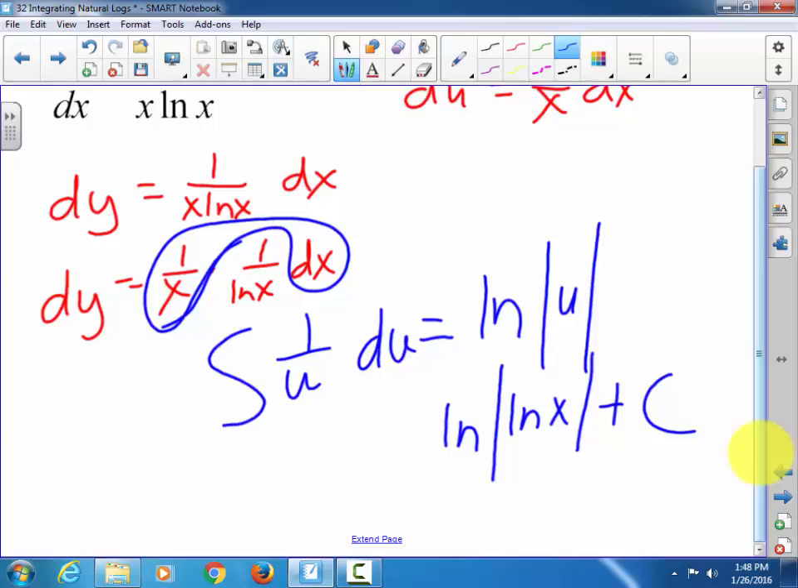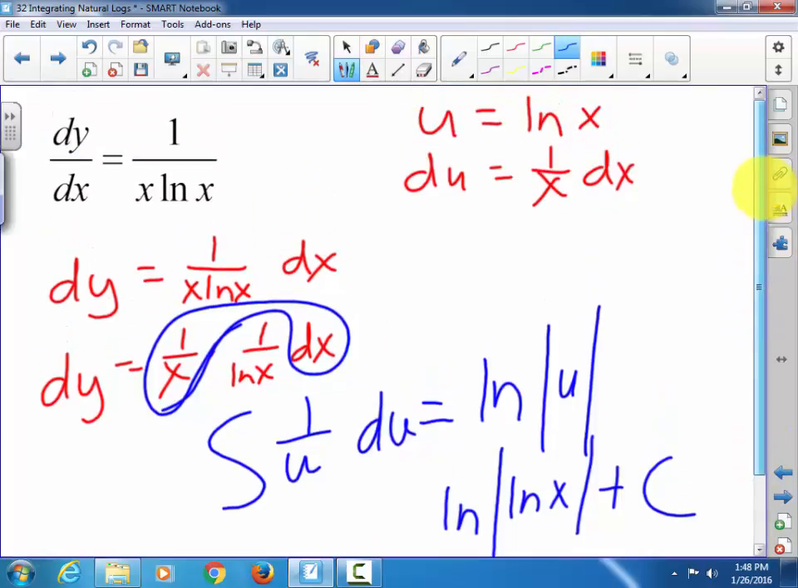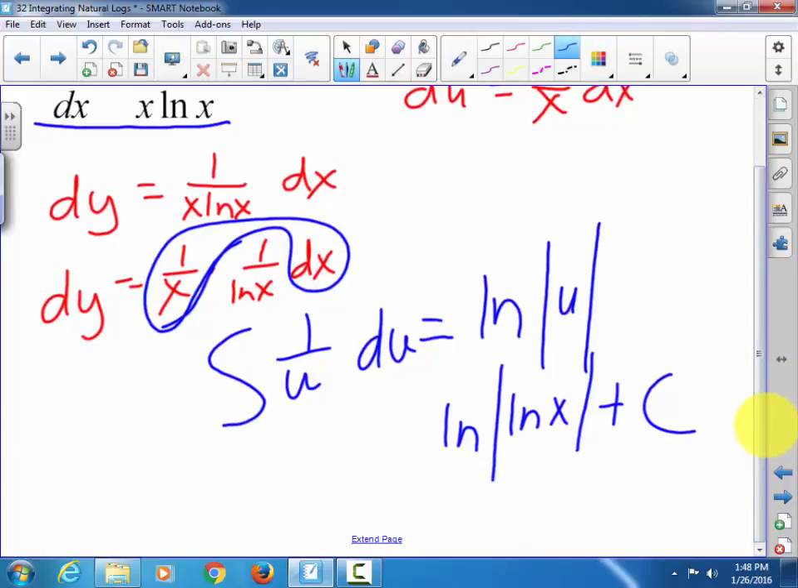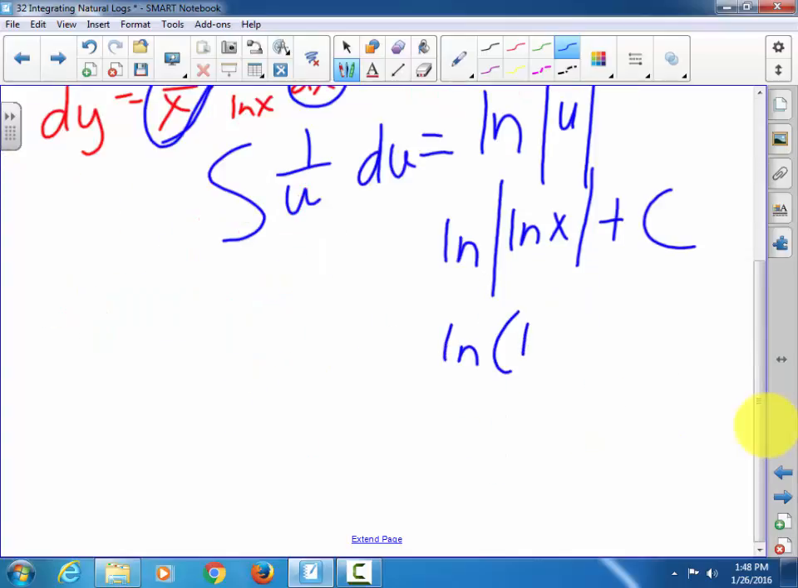Does x have to be a positive number? We can assume from here that x is going to be a positive number, because x being 0 or negative in the original equation makes no sense. So the domain, since nothing is stated, we're going to assume is x greater than 0, which means then that ln of x is always going to be positive. So we could really just write it as ln of ln of x plus c. Would this be wrong?